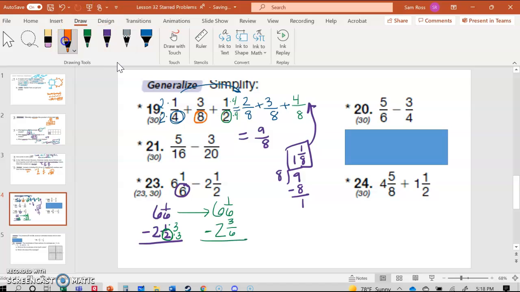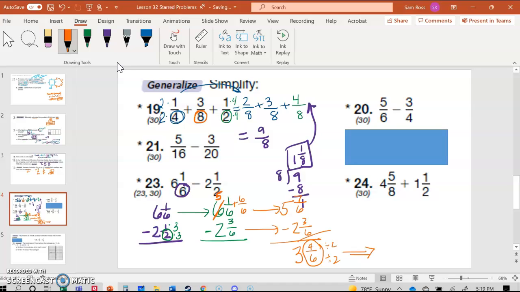Now I have another problem. I can't take 3 away from 1, so I have to borrow 1 from 6. When I borrow 1, this becomes 5, and the 1 that I borrow is going to be 6 over 6. So now I have 5, and 1 plus 6 is 7 sixths. Nothing changes here. So 7 minus 3 is 4, all over 6. 5 minus 2 is 3. I'm going to have to reduce this by dividing by 2.